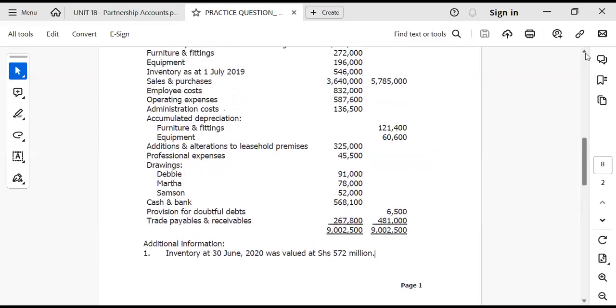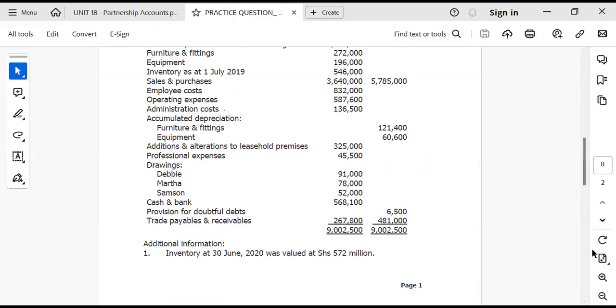what other operating expenses do we have? Accumulated depreciation, this doesn't affect our P&L. Additions and alterations to leasehold premises. So leasehold premises, like I told you, we amortize. So basically it's like depreciation. We are going to have to spread the cost over the particular period that they have told us. So for each year, we shall expense it just like we do with depreciation.